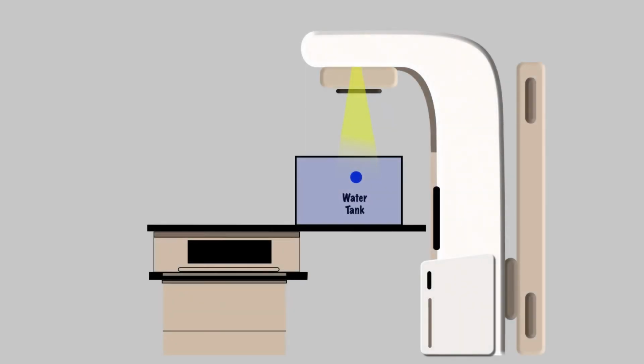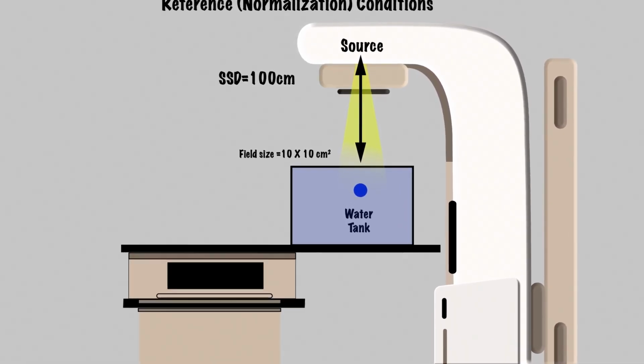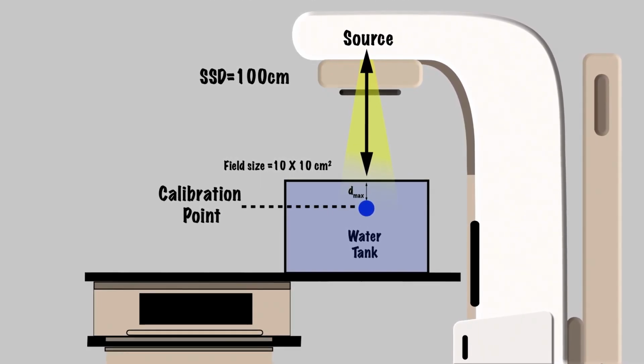In the last video, we talked about the factors affecting dose calculations and the reference or normalization conditions typically used to calibrate a LINAC. These include an SSD of 100 centimeters, a field size of 10 by 10 centimeters, and the calibration point at D max. The machine is calibrated to deliver 1 centigray per monitor unit to the reference calibration point for each individual beam energy. If we were prescribing the dose to the calibration point under this setup, the number of monitor units would just equal the dose in centigray.